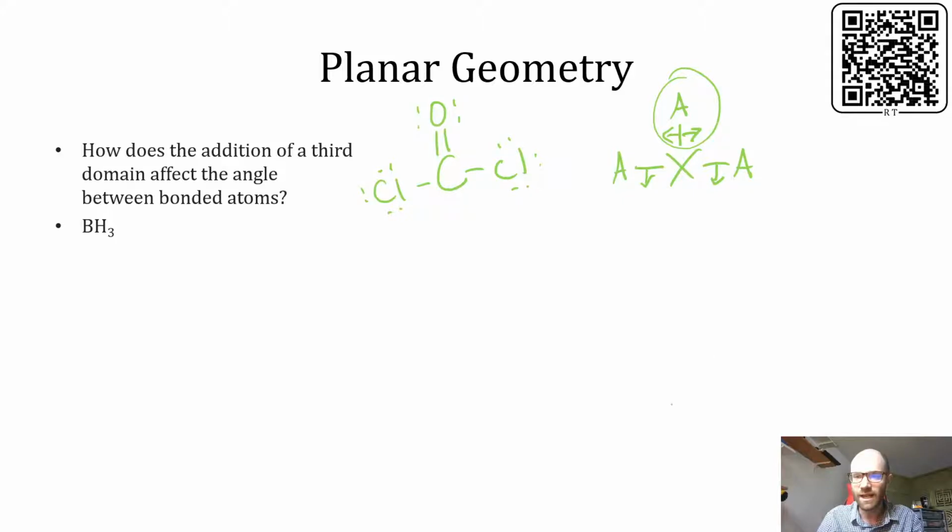And I think what we would get is a structure that looks something like this, where the angle between all 3 of them is going to be 120 degrees, right? 360 divided by 3. It's like the inside of an equilateral triangle. This also does happen with BH3. I'm going to draw really quickly just the atoms.